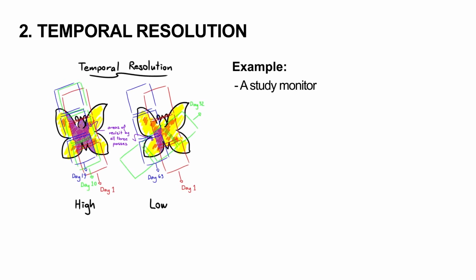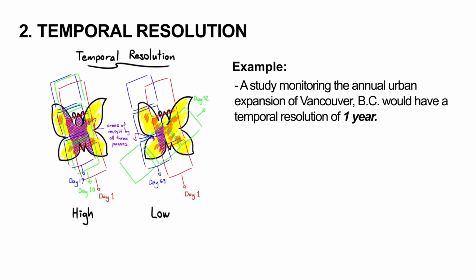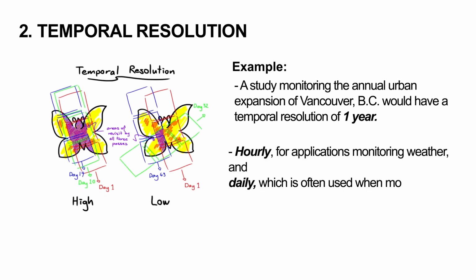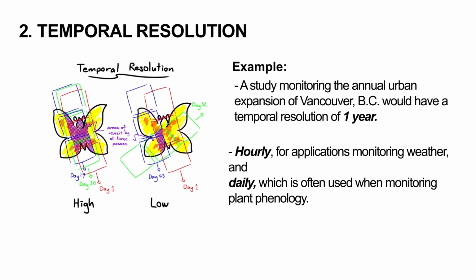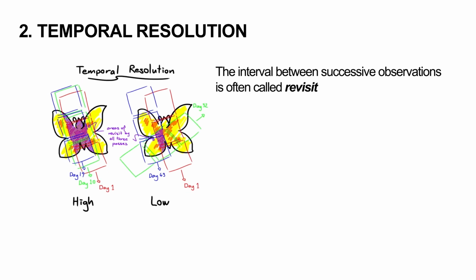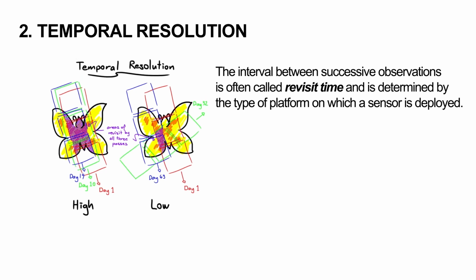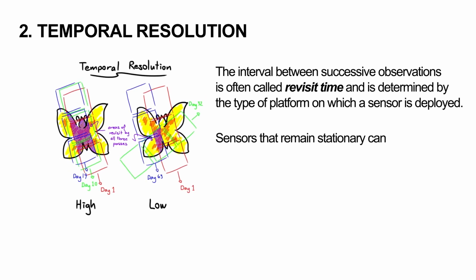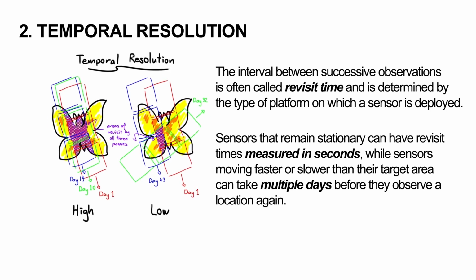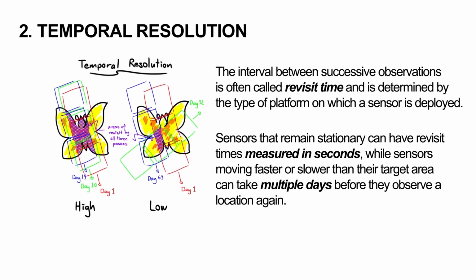For example, a study monitoring the annual urban expansion of Vancouver, BC, would have a temporal resolution of 1 year. Other common temporal resolutions include hourly, for applications monitoring weather, and daily, which is often used when monitoring plant phenology. The interval between successive observations is often called revisit time and is determined by the type of platform on which a sensor is deployed. Sensors that remain stationary can have revisit times measured in seconds, while sensors moving faster or slower than their target area can take multiple days before they observe a location again.